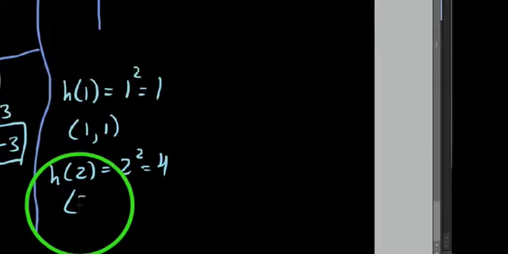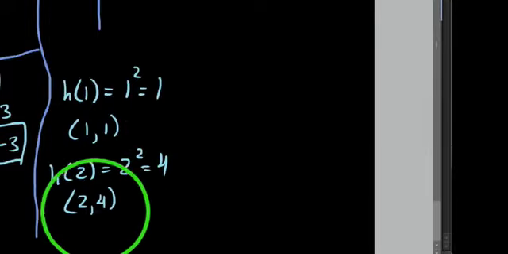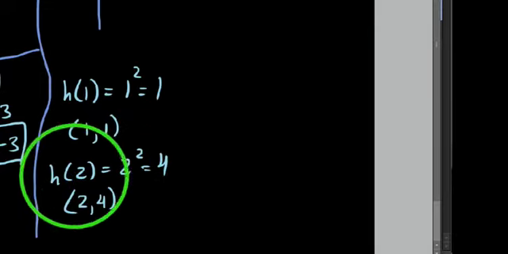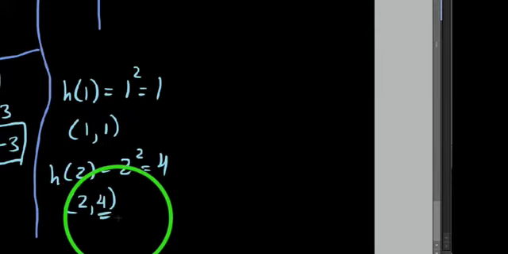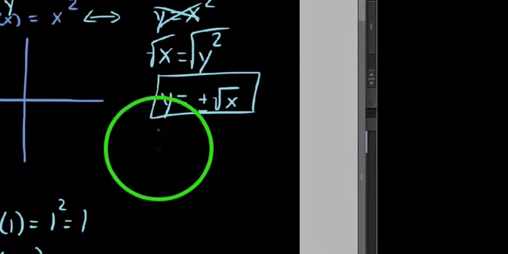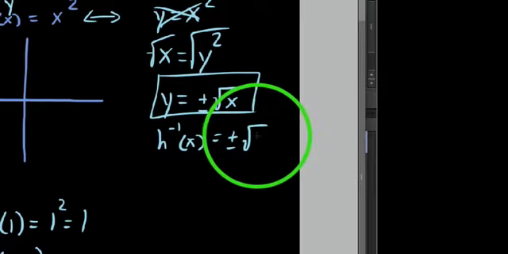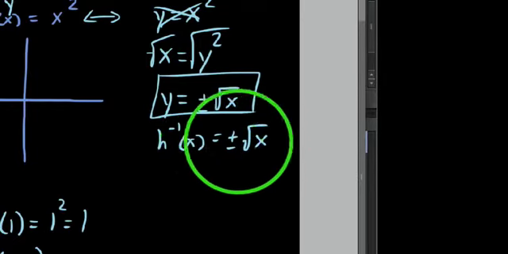That is, the point (2, 4) is on our original function. So (4, 2) must be on our output function. So what if we were to take the original output here, 4, and plug it into our h inverse of x, which is plus or minus radical x? What if we were to plug in 4 into this now?